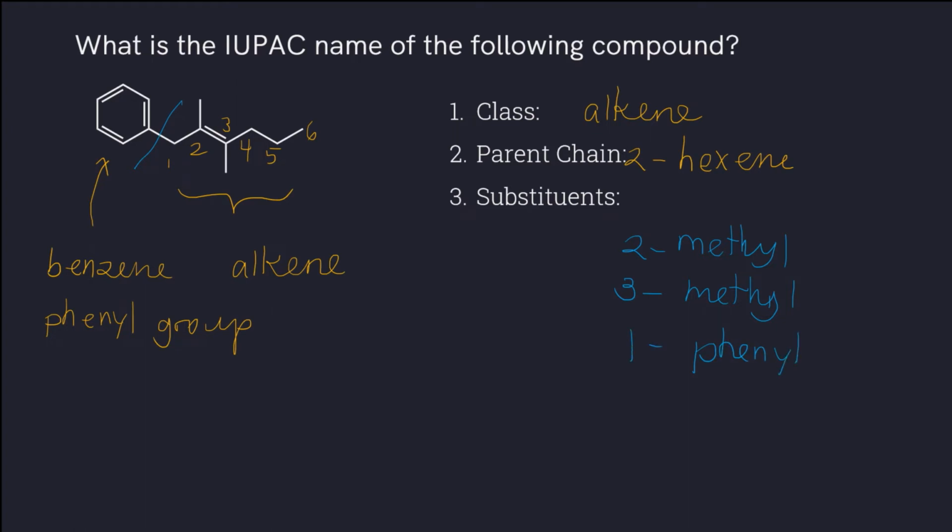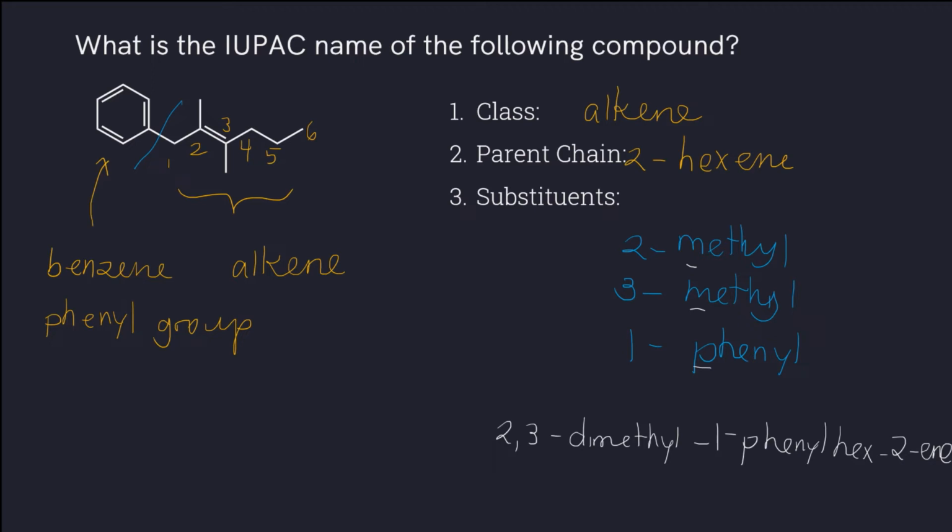So the name of this compound, arranging by alphabetical order, is 2,3-dimethyl-1-phenylhex-2-ene. Hex-2-ene is preferred over 2-hexene, but you can also use 2-hexene.